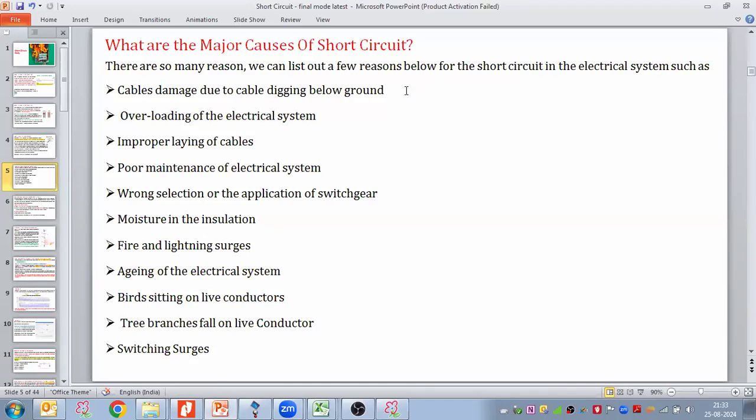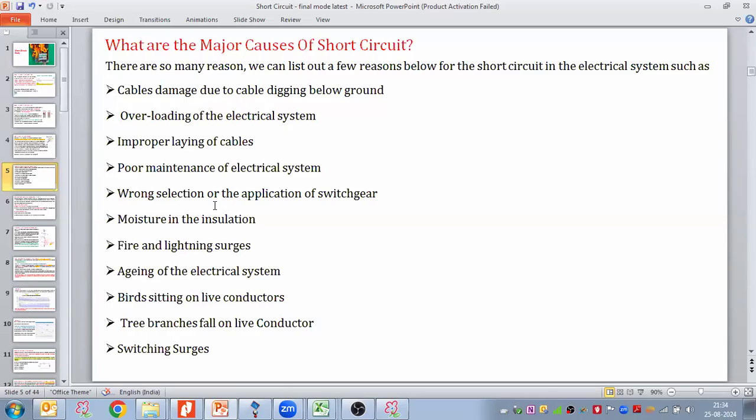We can list out a few reasons for the short circuit current in the electrical system, such as cable damage due to cable digging below ground, overloading of the electrical system, improper laying of the cables, poor maintenance of the electrical system, wrong selection or application of the switchgear, that also contributes to the short circuit. Moisture in the insulation, fire and lightning surges also result in short circuit. Aging of the electrical system also results in short circuit.